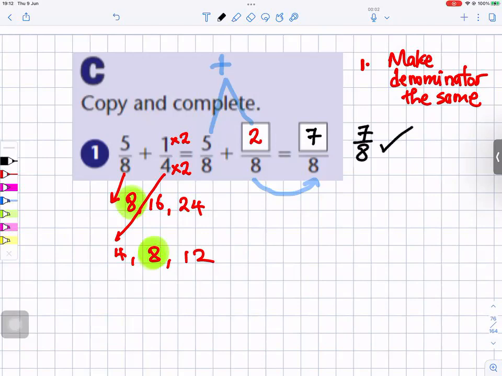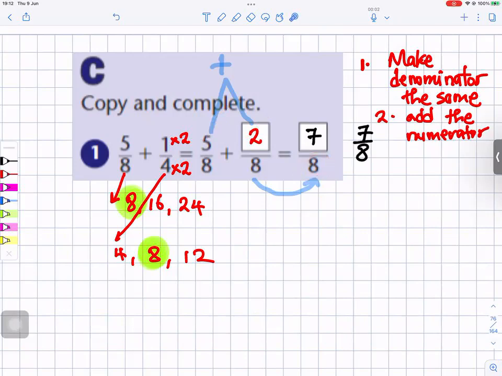You see that? Yeah. So step number 1, what's the first thing we do? You have to make the denominator the same. Correct. And then step number 2, we add the numerator. If we were subtracting, we would subtract it. We add 5 plus 2, and it's 7. And then it will be 7 over the denominator, which was 8.